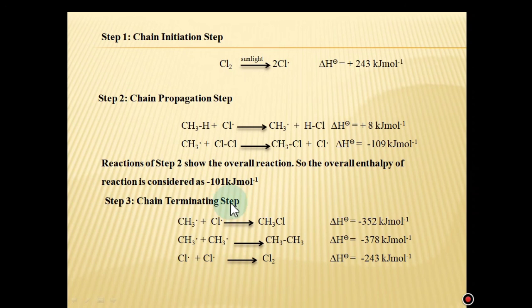Now finally, the chain terminating step. There is a possibility of collision of these radicals to form methyl halide. Also, there is a possibility of collision of these two alkyl radicals to form an alkane. Here is methane, here is ethane, and also there is a possibility of collision of these two radicals and formation of halogen. It is clear that in this step, ethane is also formed in some amount.